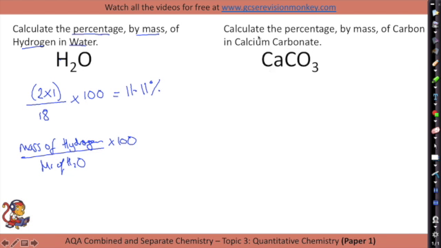Same for calcium carbonate then. Calculate the percentage by mass of carbon in calcium carbonate. There's the carbon, so the mass of carbon in there is just one of them. On your periodic table you see the mass of carbon is 12, divided by the relative formula mass of the whole thing, which in this case is 40 plus 12 plus 3 lots of 16, which gives you 100, multiplied by 100, and that gives us the percentage as 12% carbon.